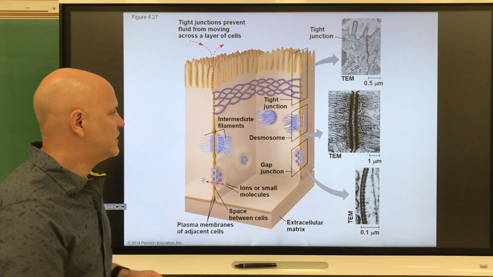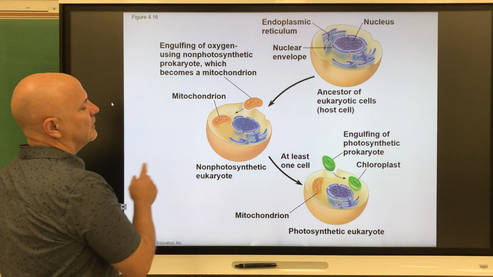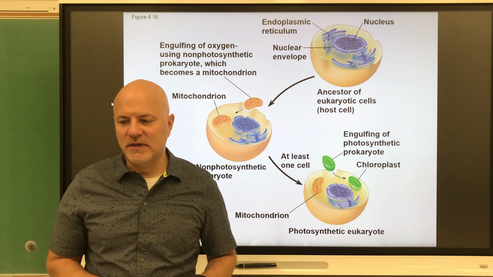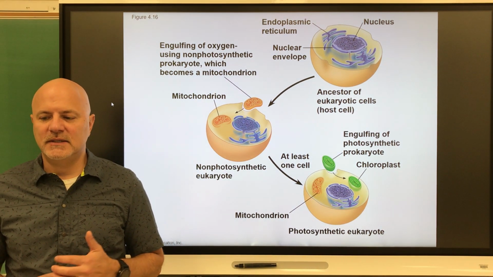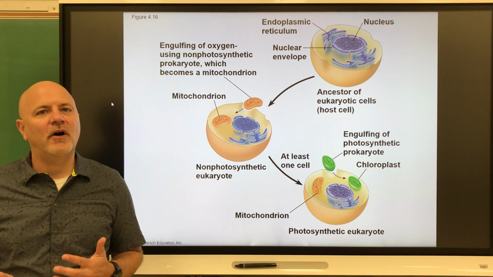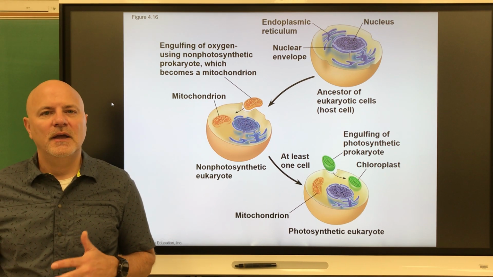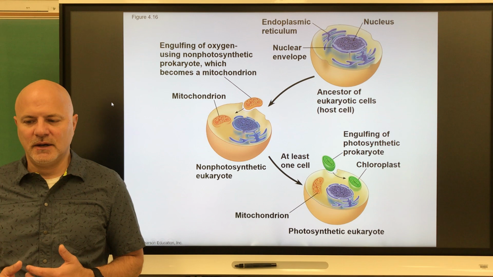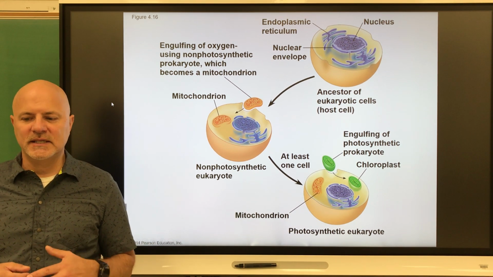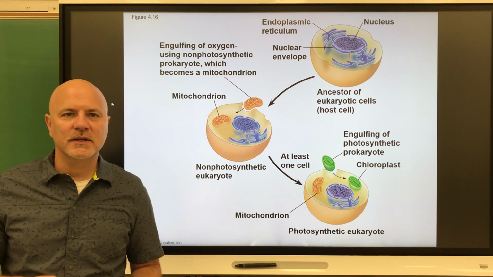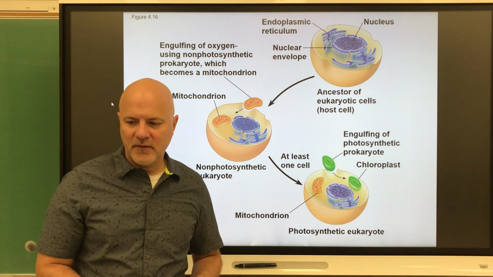All right, so let's switch topics here. So the last topic of this chapter deals with the endosymbiont theory. So the endosymbiont theory states that the eukaryotic cell evolved from a larger prokaryotic cell that engulfed a once free-living bacteria. So what does endosymbiont mean? An endosymbiont is an organism that can only live within another organism. All right, can't live outside of it.